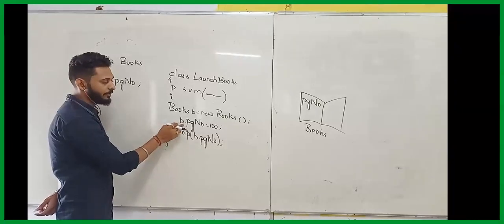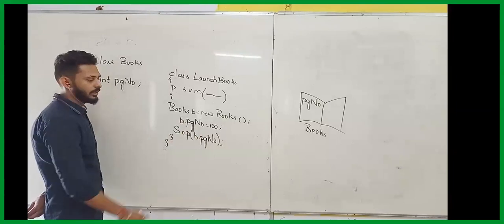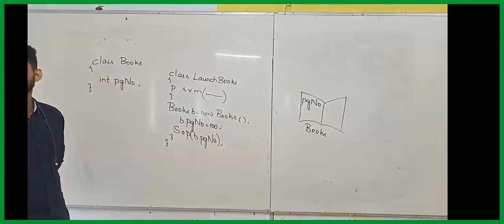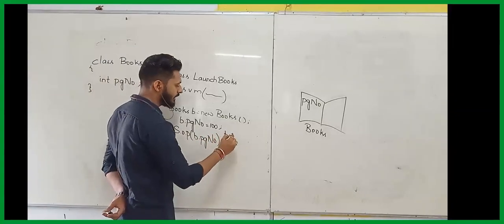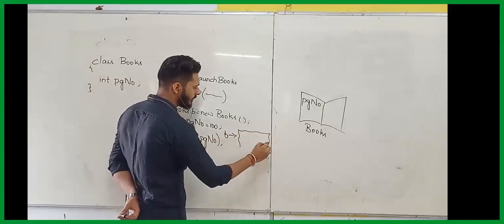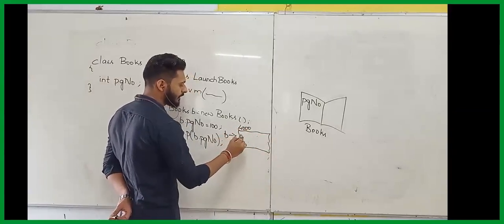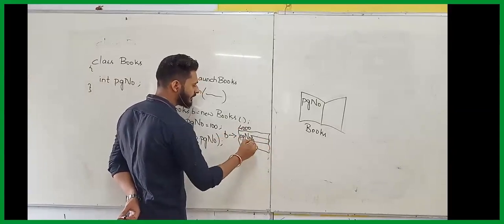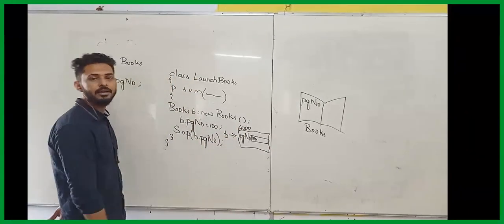So I'm trying to do b dot page number equals 100. Now the value of this page number inside your object will be assigned with 100. That is how it will look. This will be your b, this will be your object, one address will be there, and then the page number variable will be there, inside which is 100. Before this, initially it will be 0. Later it will be 100.